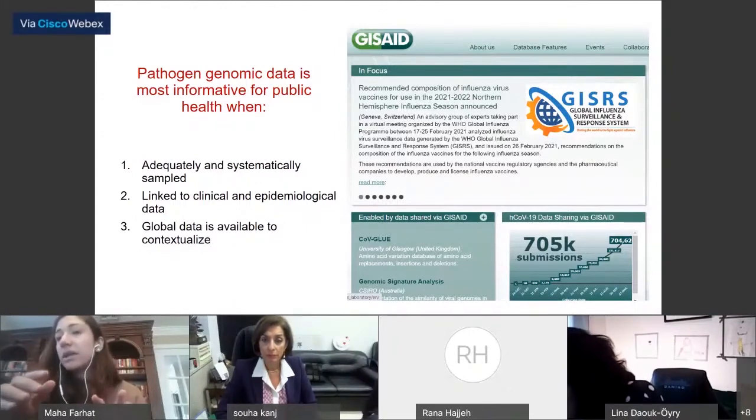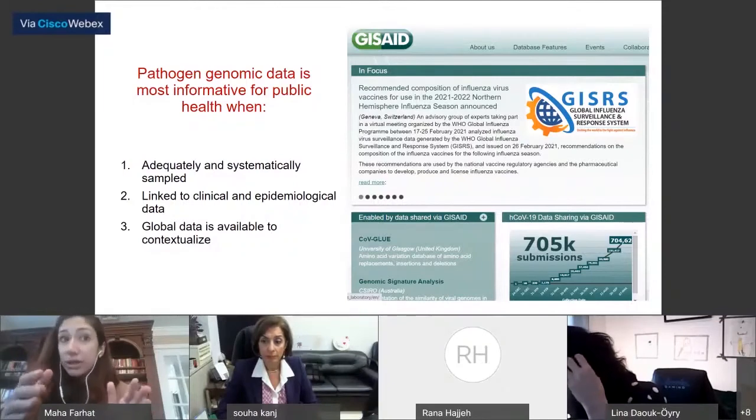This is in part related to the investment in many parts of the world, especially the UK, US, and other well-resourced countries, but also in other countries. There's really an incredible amount of investment in sequencing in Africa. There are over 130 countries represented. And it does sadden me that the Middle East region has very, very limited representation in this forum. But ultimately, for this data to be effective, we have to adequately and systematically sample at the regional level, at the country level.